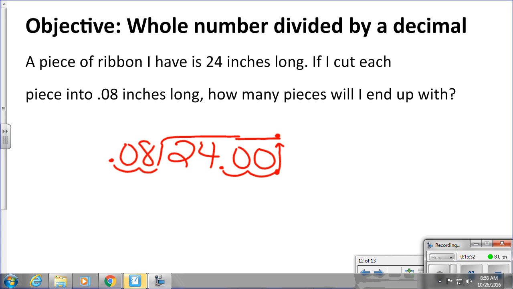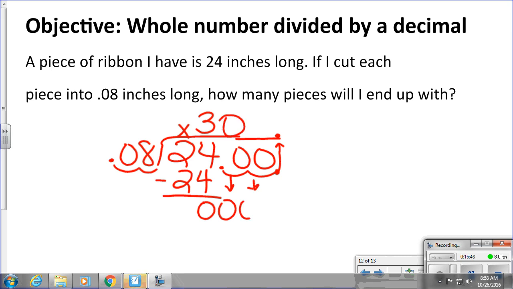So 8 doesn't go into 2, goes into 24 3 times. But you're not done dealing with these zeros because 8 doesn't go into 0. I need a placeholder 0 up above. And then 8 doesn't go into 0 again. So it's not just 3 pieces that you're cutting it into. It's 300.